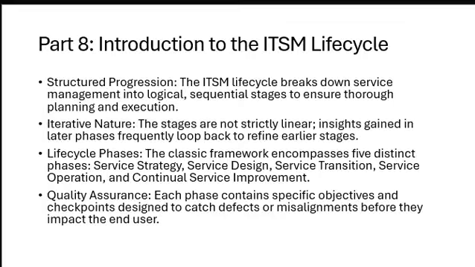Insights gained in the operational or transition phases frequently loop back to refine earlier strategic or design stages. So the classic framework encompasses the 5 life cycle phases. Number 1 is service strategy, second service design, next service transition, service operation, and continual service improvement. Each of these 5 phases forms a quality assurance gate containing a specific objective and review checkpoint, designed to catch misalignment before it reaches the end user.